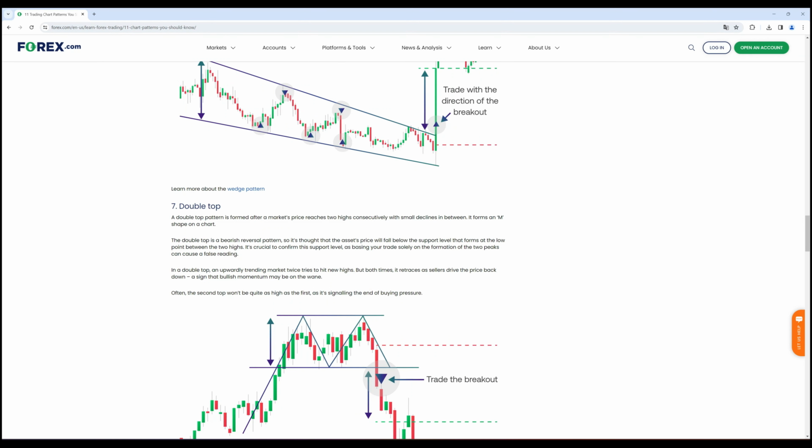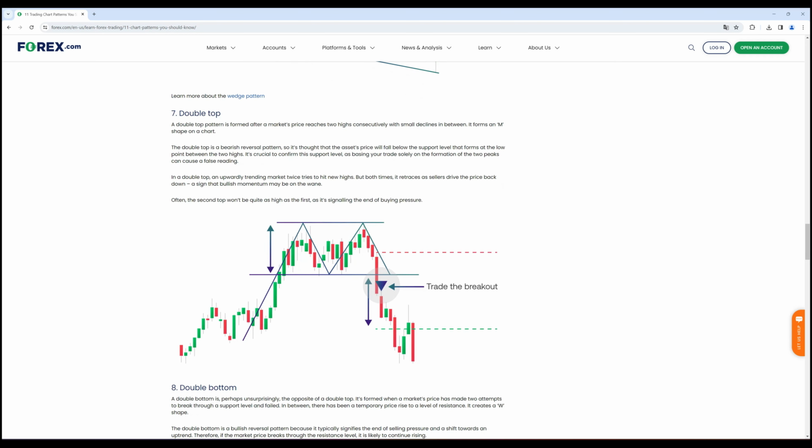So let's talk about, on your list is going to be the double top and double bottom patterns. The double top is a bearish reversal pattern with two peaks at similar price levels, signaling a potential trend reversal to the downside. Conversely, the double bottom is a bullish reversal pattern with two troughs at similar levels, indicating a potential upward reversal. As you can see, this is pretty much a double top.